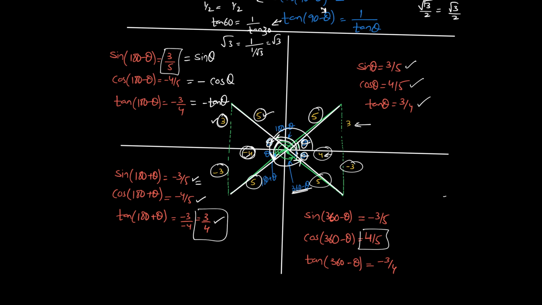For this, I can say sine of 180 plus theta is equal to minus sine theta, cos of 180 plus theta is minus cos theta, and tan of 180 plus theta is the same as positive tan theta. And sine of 360 minus theta is equal to minus sine theta, cos of 360 minus theta is equal to positive cos theta, and tan of 360 minus theta is equal to minus tan theta. Having said that, let's look at some other identities as well.